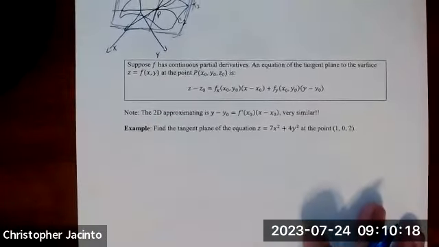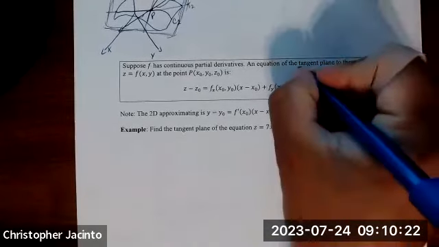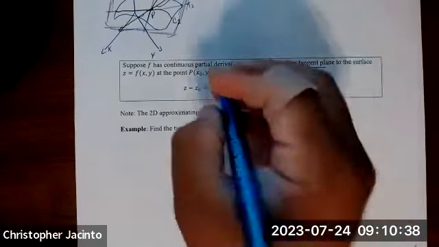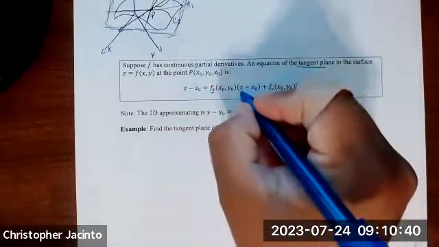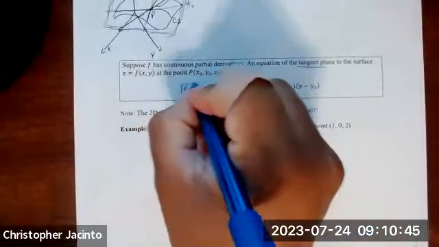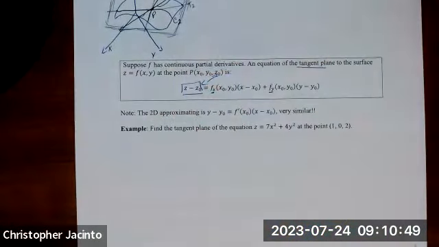Suppose f has continuous partial derivatives, right? We know what partial derivatives are. An equation for the tangent plane is something we've already done so far, where z is equal to f of x and y, and given some point P in our surface, our tangent plane is equal to exactly this. So it's the partial derivative with respect to x at the point, and the partial derivative with respect to y at the point, and it's just z minus z naught, the point there. So we don't take the partial derivative of z.